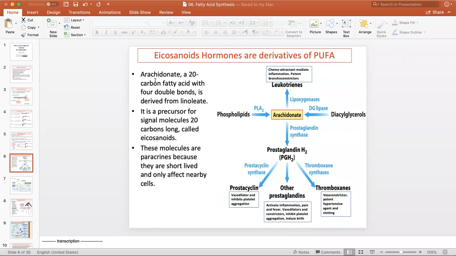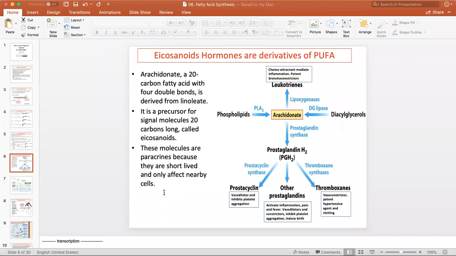Arachidonate, a 20-carbon fatty acid with four double bonds, is a derivative of linoleate. So we are talking about this one. The arachidonate is coming from linoleic acid. It is a precursor for signal molecules 20 carbons long called eicosanoids. These molecules are paracrines because they are short-lived and only affect the nearby cells.